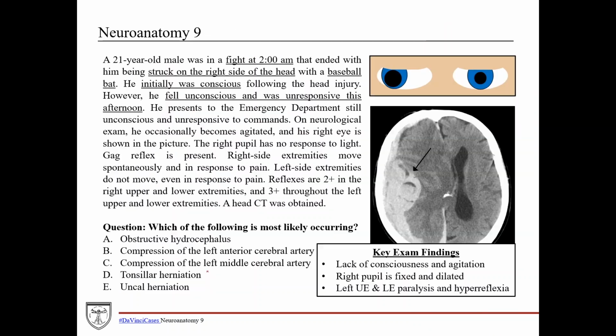Now, if we come back to these three key findings, this is actually the triad for uncal herniation. So you have the triad of, really, coma, which is lack of consciousness and agitation, and this is due to the lesion affecting the brainstem diencephalic reticular activating system, which contributes to consciousness. Or it could be due to the lesion causing serious compression of the cerebral hemispheres bilaterally. The other component here is blown pupil, which is where the pupil is fixed and dilated.